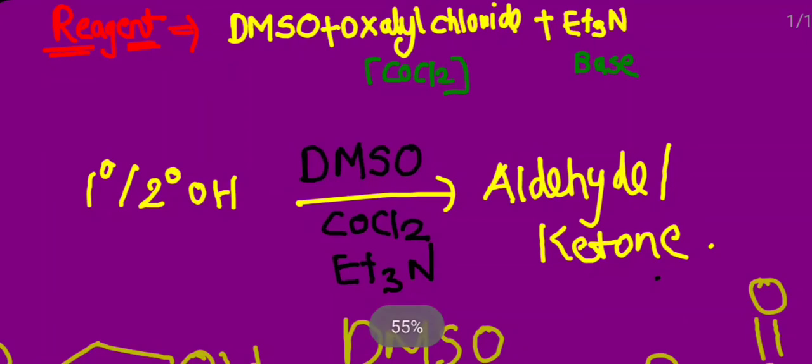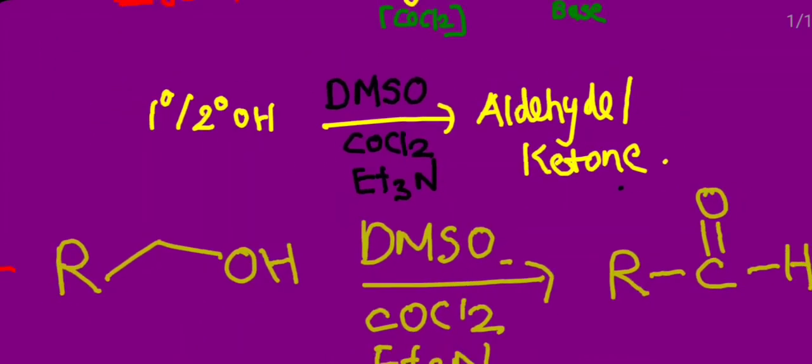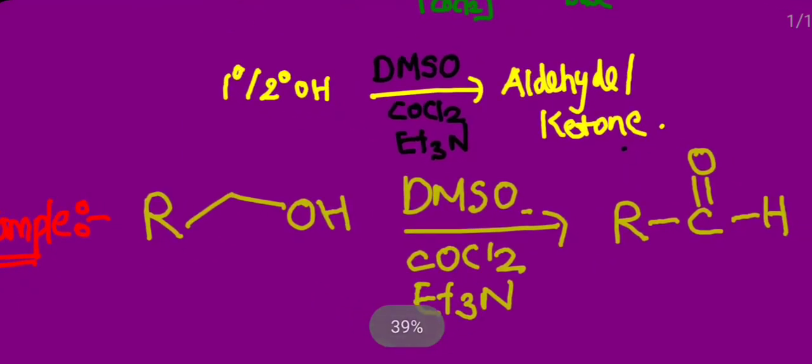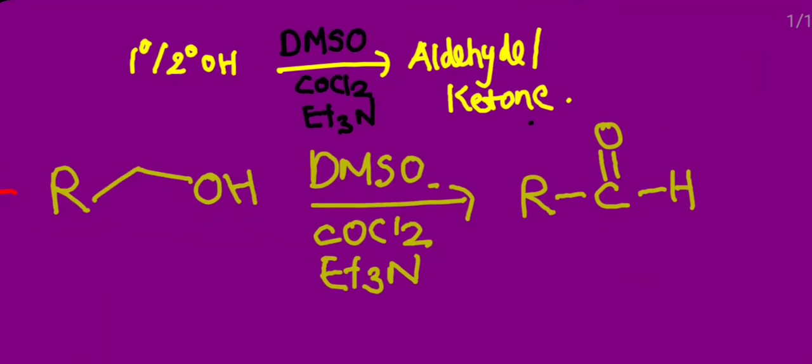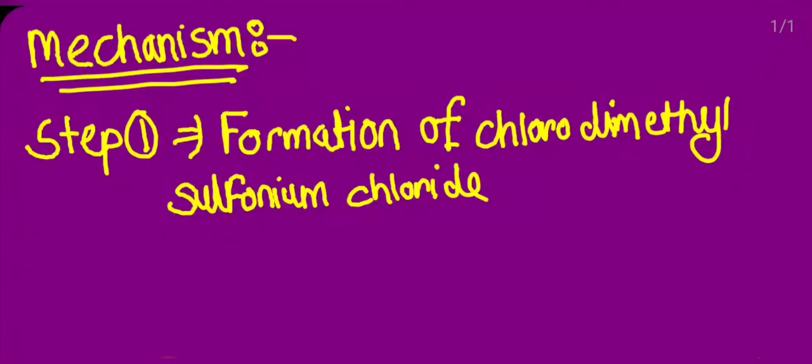It basically converts a primary or secondary alcohol, in the presence of dimethyl sulfoxide, oxalyl chloride and a basic medium, into the aldehyde or ketone respectively. If we see the general reaction scheme over here, this is a primary alcohol. By using DMSO and oxalyl chloride in the basic medium, it gets converted to the aldehyde. Now let us see the mechanism of this reaction, of the conversion of the primary alcohol to the respective aldehyde.